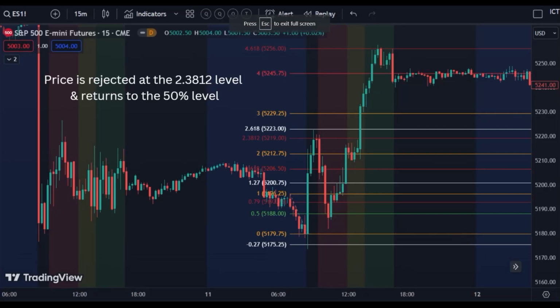Here, price is rejected at the 238.12 level. It returns to the 50% level. This is your 238.12. Price goes all the way back to the 50% level.